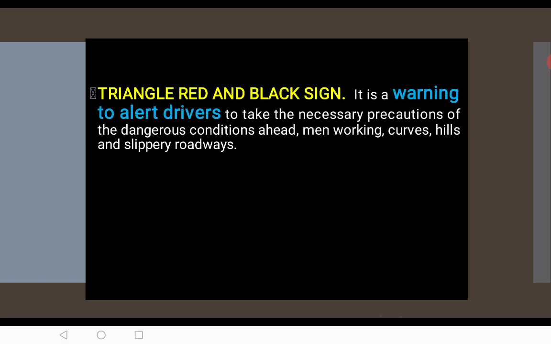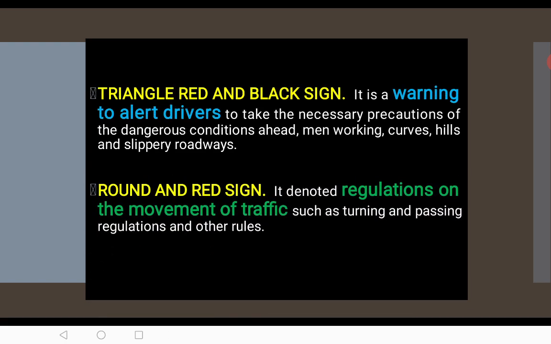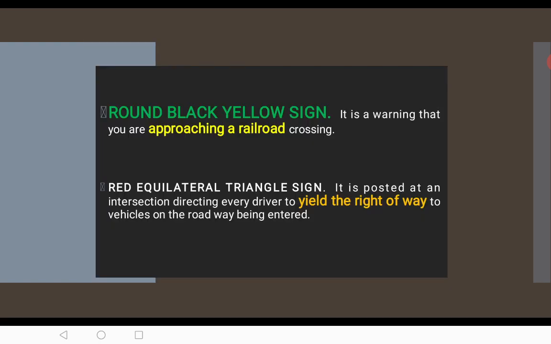The next one is the triangle red and black sign. It is a warning to alert drivers to take the necessary precautions for dangerous conditions ahead, such as men working, curves, hills, and slippery roadways. When you see the round and red sign, it denotes regulations on the movement of traffic, such as turning and passing regulations and other rules.